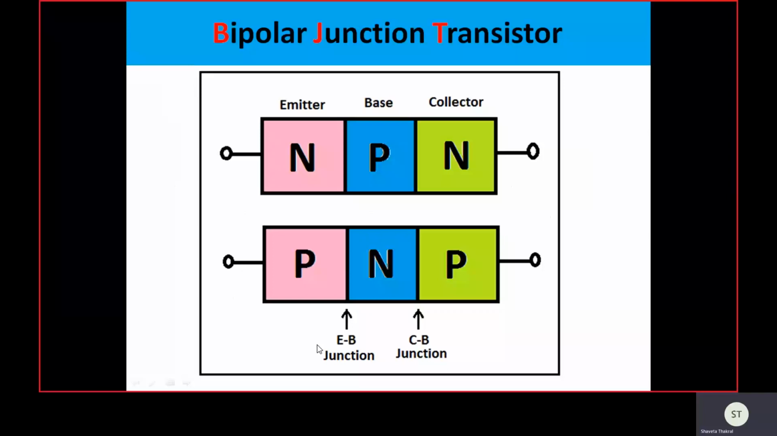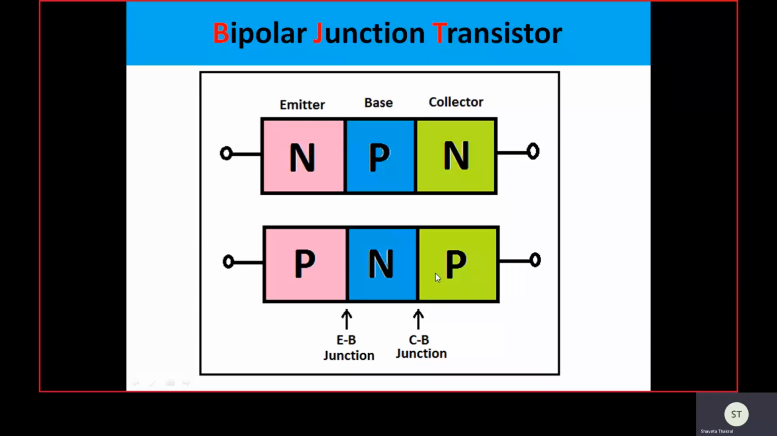So in the bipolar junction transistor, we have three layers, that is either NPN or PNP. When a layer of P-type material is sandwiched between two layers of N-type, that particular BJT is called an NPN bipolar junction transistor. And when a layer of N-type material is sandwiched between two layers of P-type, then we have the PNP bipolar junction transistor.